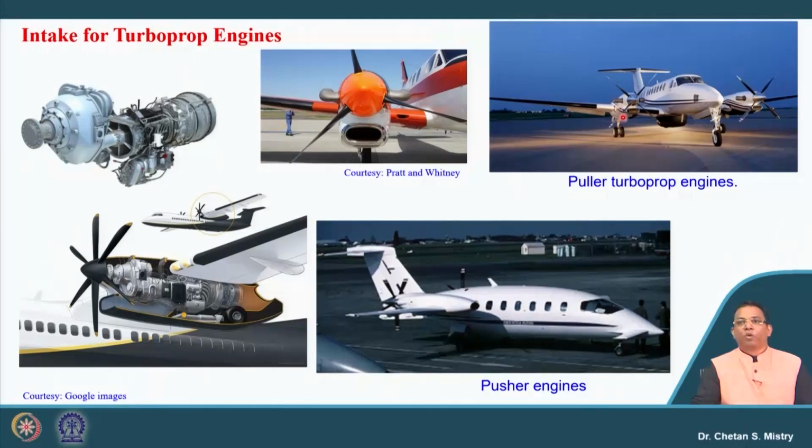In this case, these propellers are placed below the wing here, and here we have the intake. This is representing the puller turboprop kind of configuration. Below here, this is a pusher kind of configuration. The beauty of this engine is that the intake is not disturbed by the presence of the propeller. Here also, if we look carefully, the propeller shaft is off center, and that takes care of putting this propeller in the center of my wing.